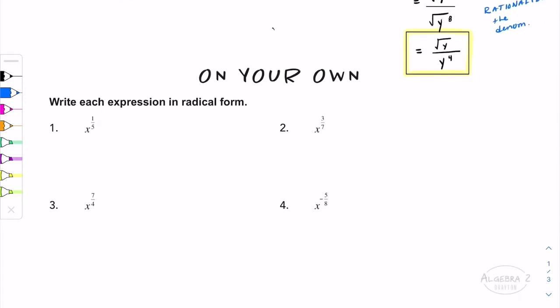All right, I'll quickly go through the on your own section. You can follow along. A couple of these require simplifying, and one of them requires rationalizing. So make sure you pay attention to those.